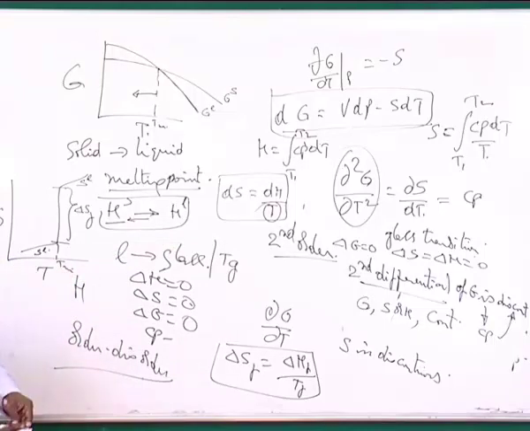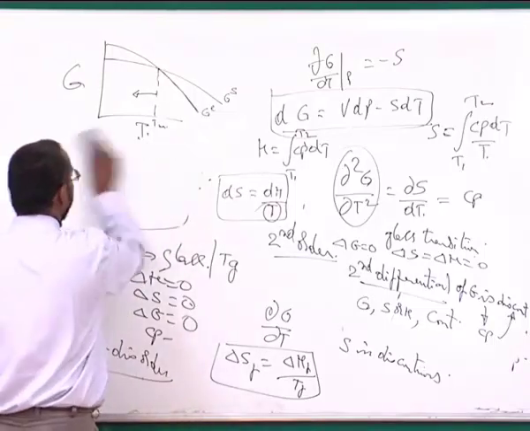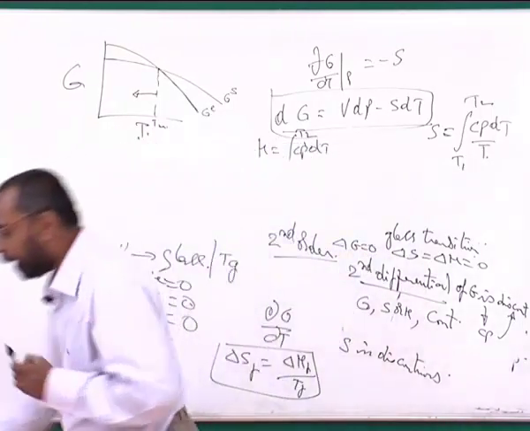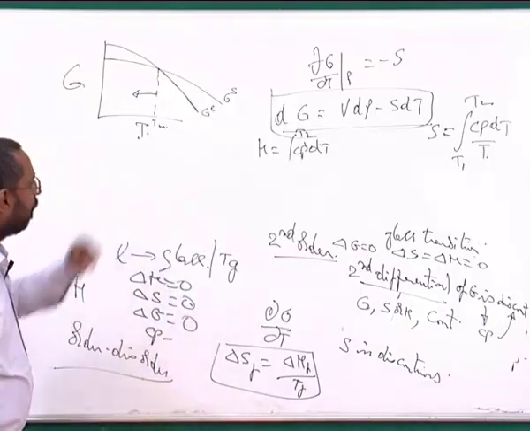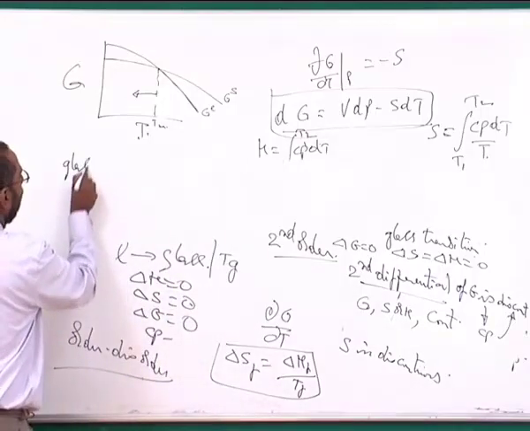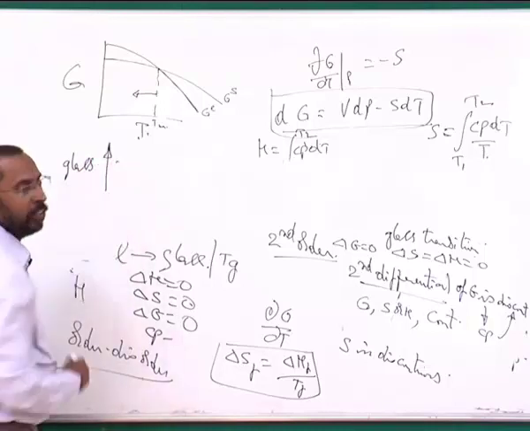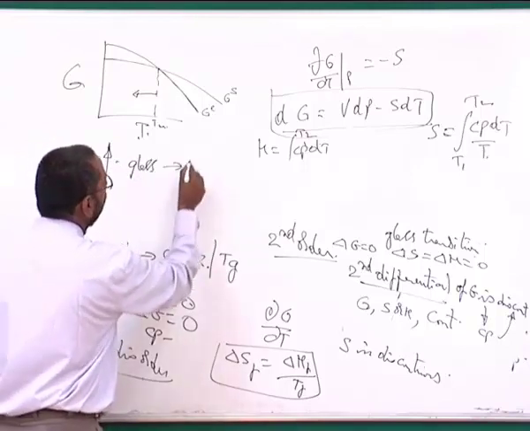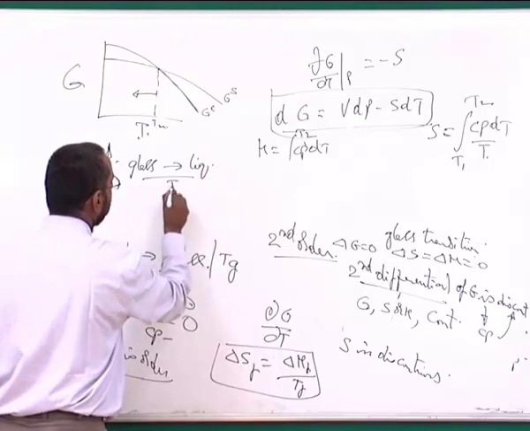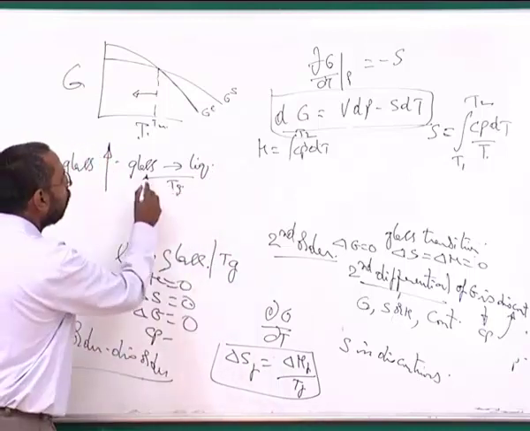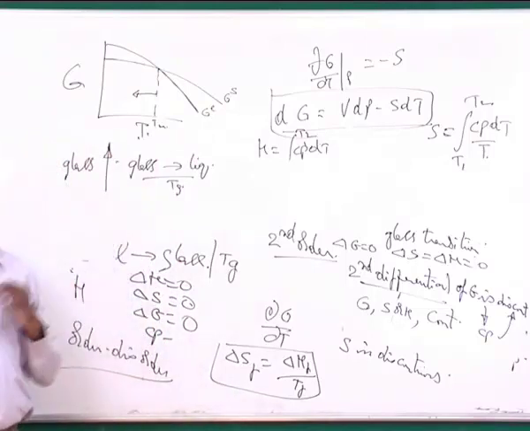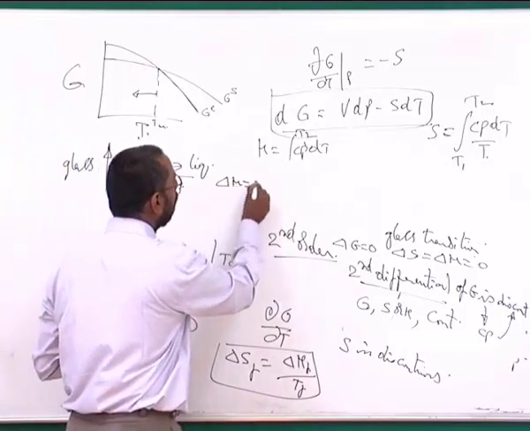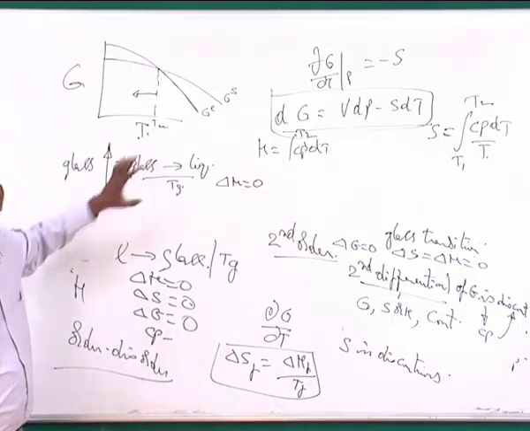How do I recognize that the delta H is 0? For example, if I take a glass and heat it as a function of temperature, you will see that at the temperature where the glass is transforming back to the liquid, which is nothing but the Tg, there is neither heat evolved nor heat absorbed. So there will be no heat evolution or absorption. Delta H will be absolutely 0. That is one way to find out.